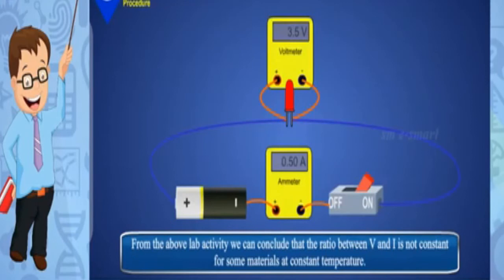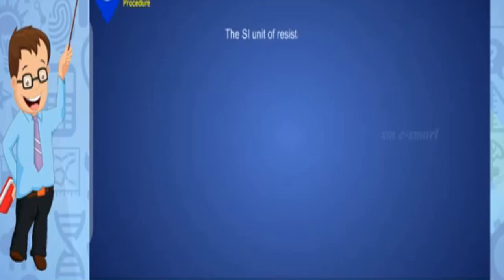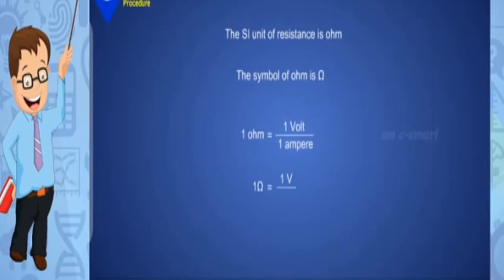From the above lab activity, we can conclude that the ratio between V and I is constant for some materials at constant temperature. This is popularly known as Ohm's law. The SI unit of resistance is ohm. The symbol of ohm is Ω. 1 ohm equals 1 volt per 1 ampere. 1 ohm equals 1 V by A.